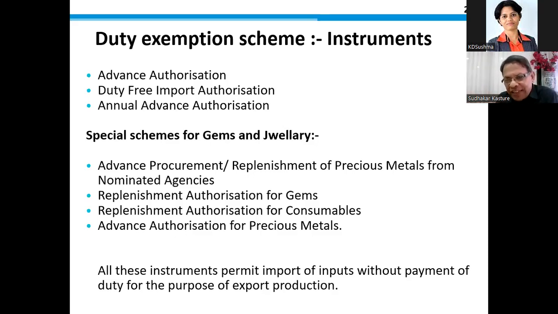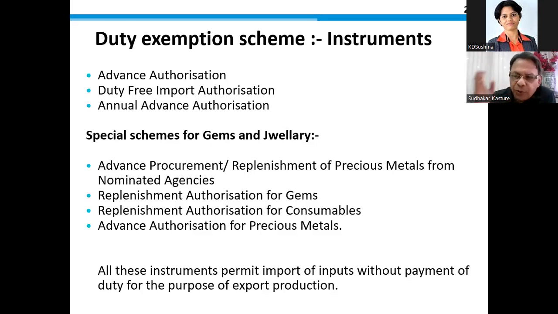If you are an established exporter, you can claim it as annual. When you claim it as annual, you are saying this is my estimated plan. I am likely to export goods worth 5 crore rupees. Against this export of 5 crores, I require materials worth 3 crore rupees imported. So give me a license for import of 3 crore rupees without payment of duty. That is annual advance authorization.